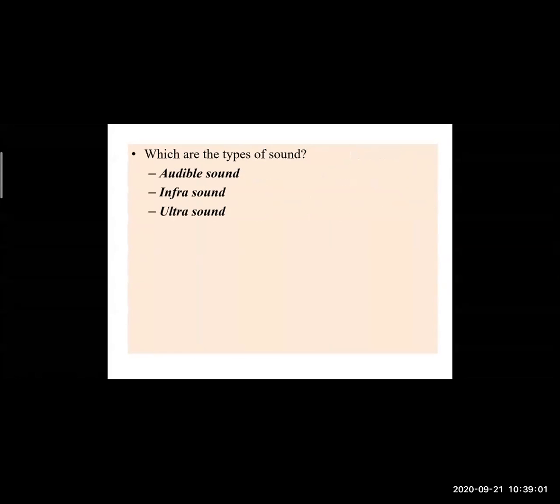Next, we have seen the types of sound, that is audible sound, infrasound, ultrasound. If we remember the audible sound, the range of audible sound is 20 to 20,000 hertz, and that is the range of our ear. Below 20 hertz, the sound is called infrasound, and above 20,000 hertz, that is 20 kilohertz, the sound is called ultrasound.